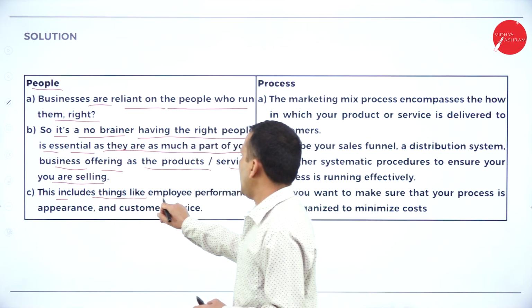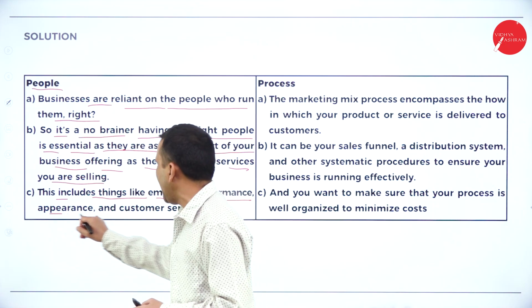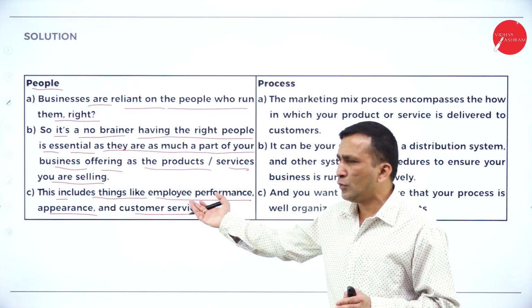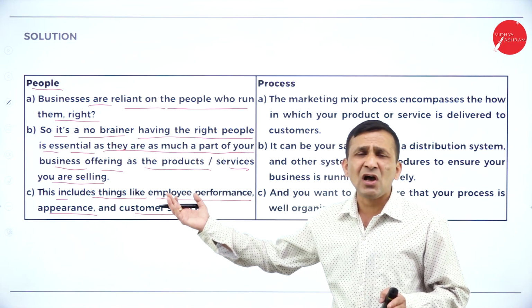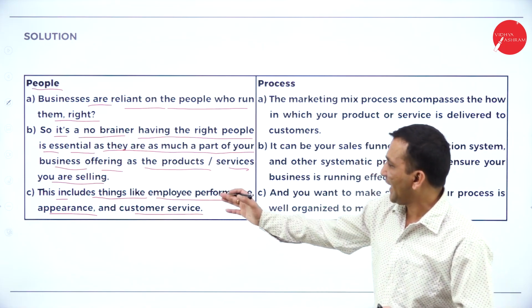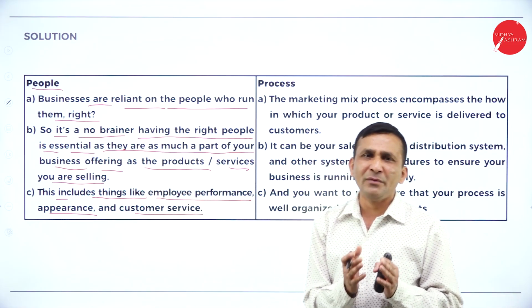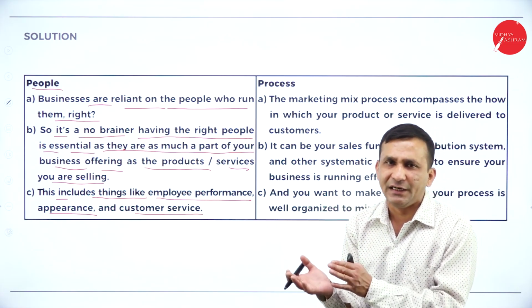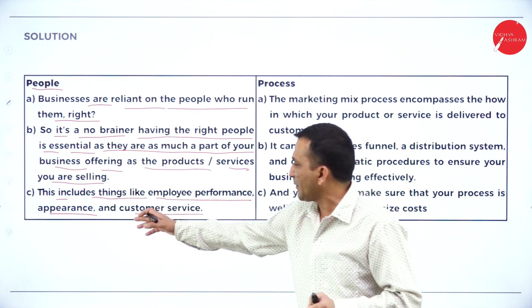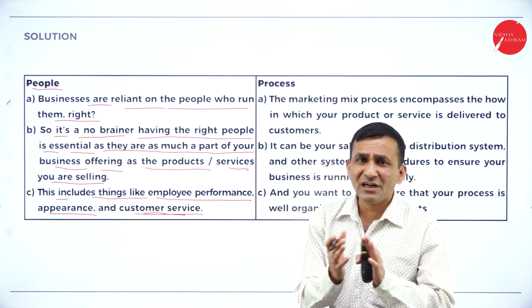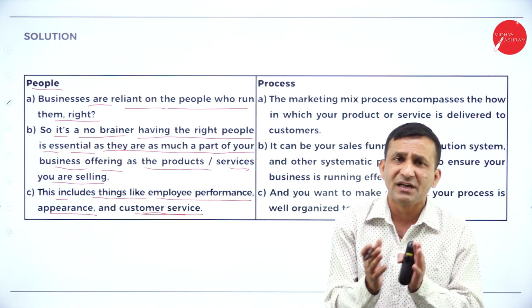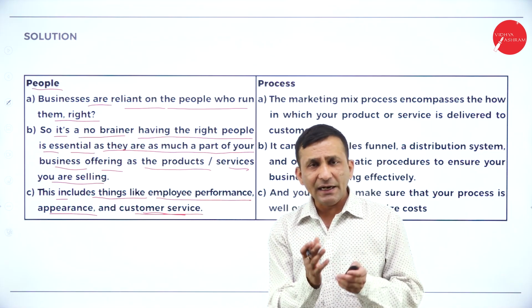This includes employee performance, appearance, and customer surveys. Most companies depend on the employee as an asset for the company now, just as a product is an asset. If you treat employees well, performance increases and productivity increases. So good service means CRM, customer relationship management. Every company goes for customer care, so you need to select the right person.